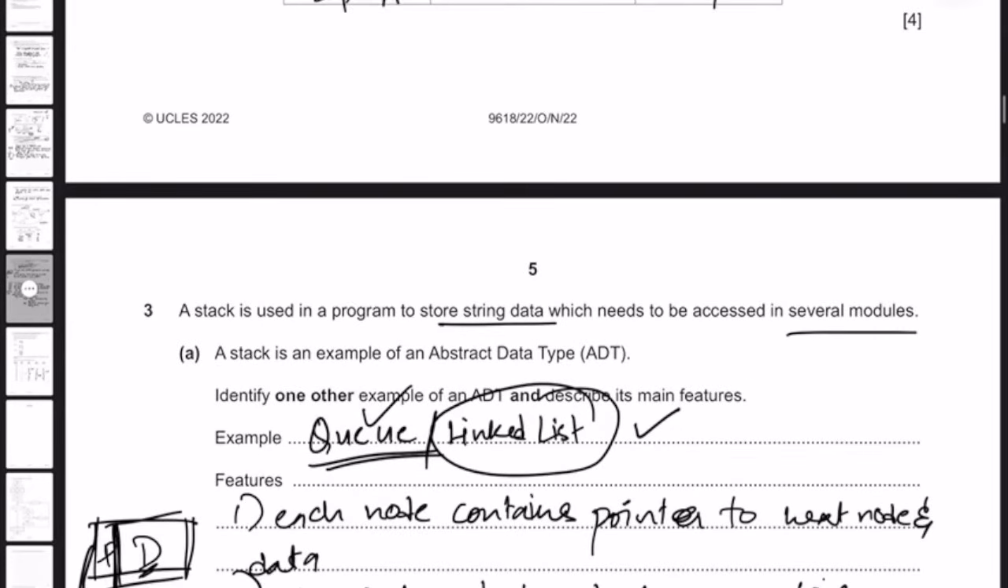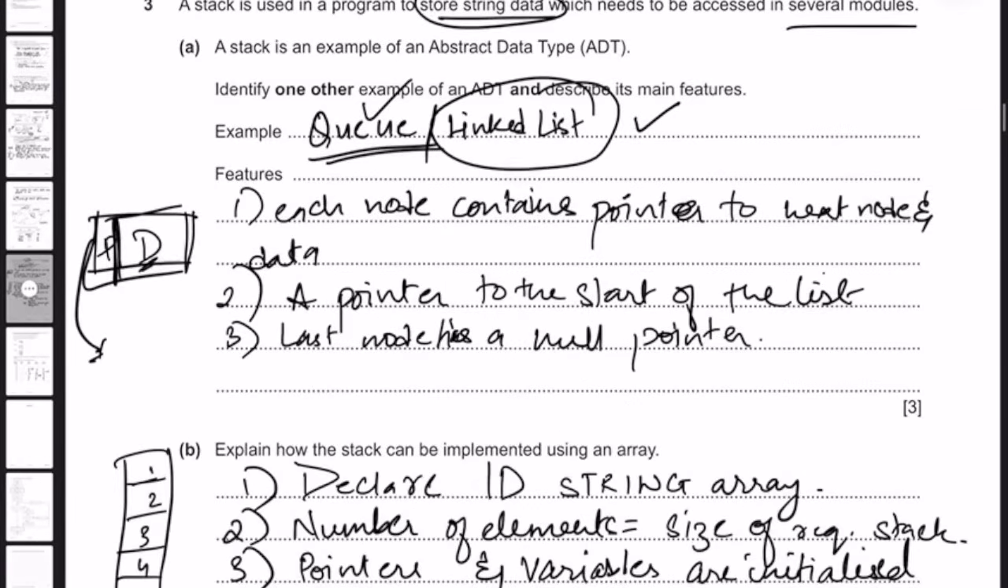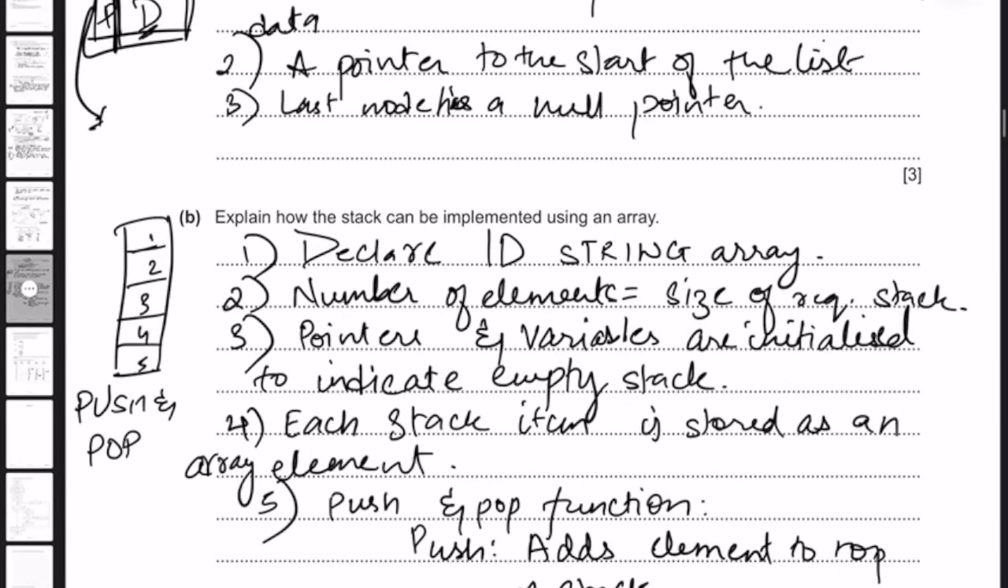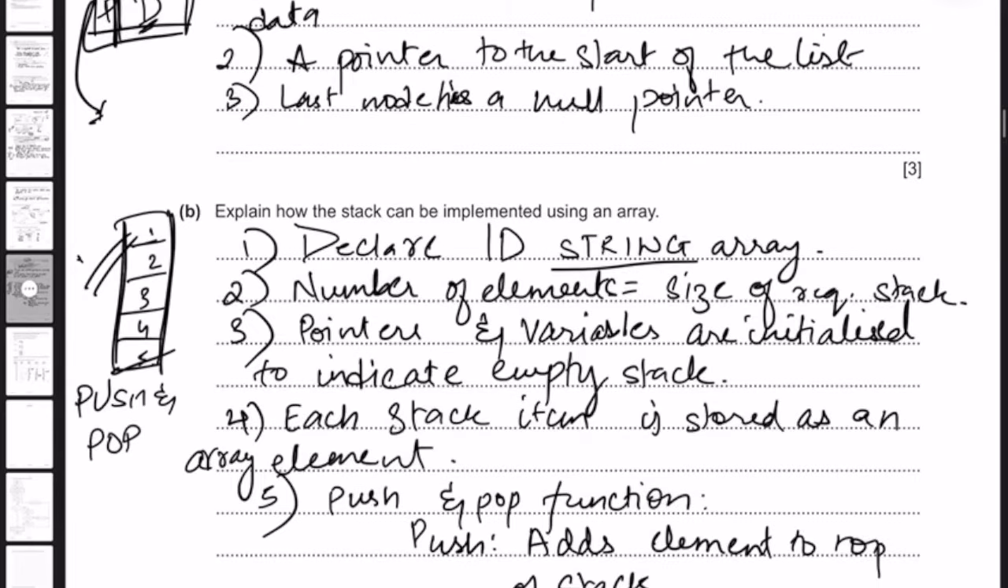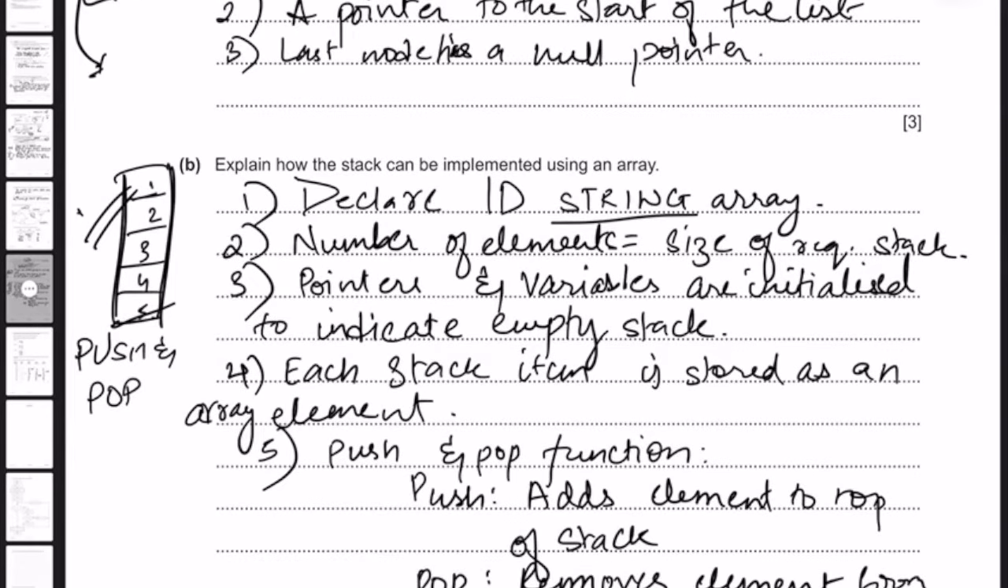Explain how a stack can be implemented using an array. Now this is a string data stack, right? So declare a 1D array. It should look something like this. It has to be a 1D array, and it would be a string for this. The number of elements in this array should be equal to the size of the required stack. So if there are 35 students, we need 35 elements in this array.